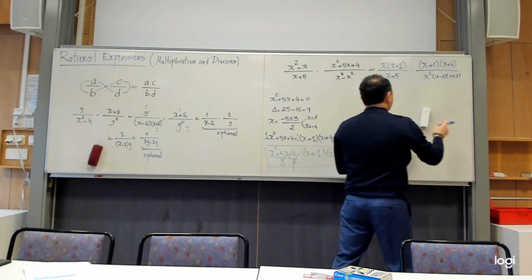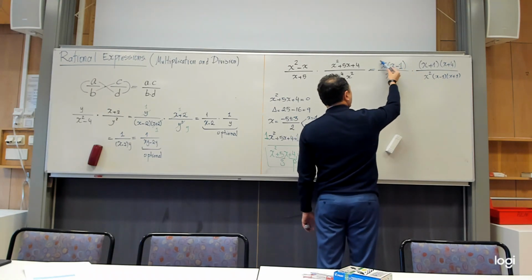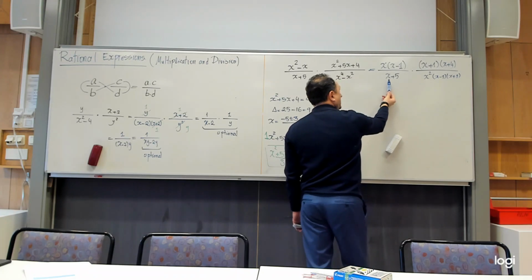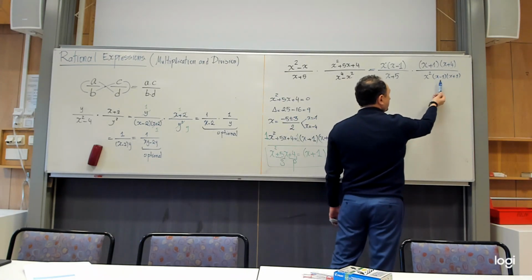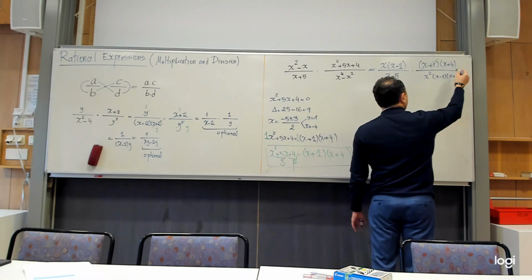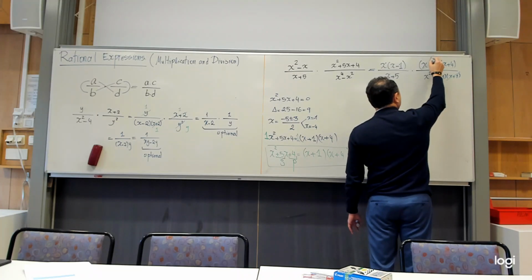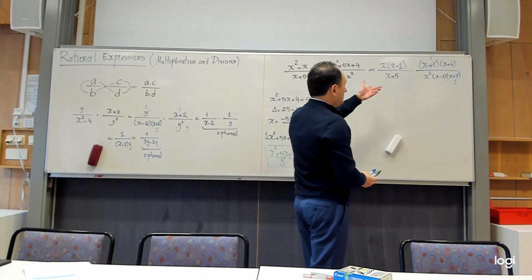I really want you not to start multiplying. Think first only about this. Can something be simplified vertically here? No. Can something be simplified vertically here? Yes. So do it. So this one and that one are gone. One is left, one is left. This is from the vertical point of view.